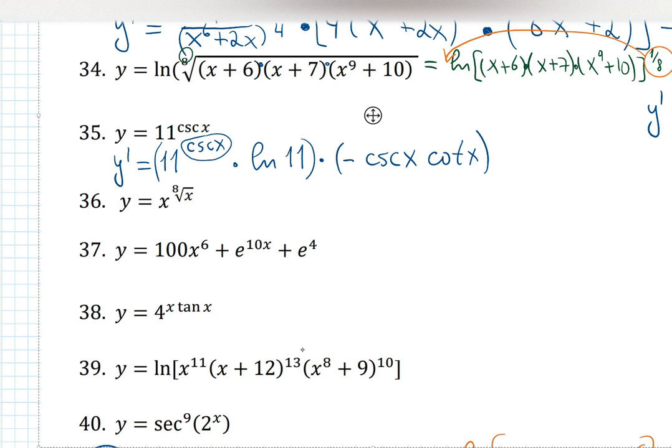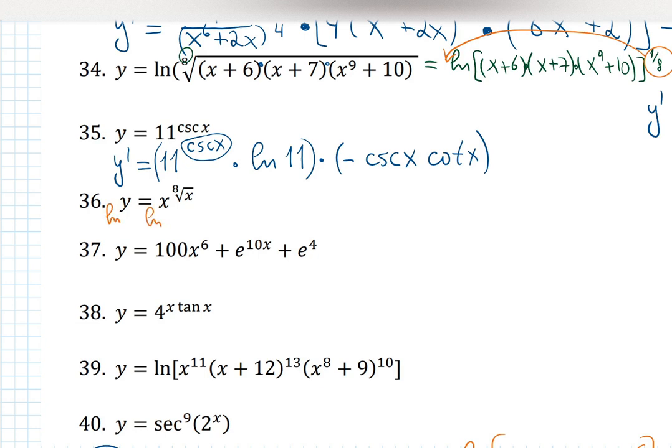Next one, 36. Y prime equals. This is the case of an x to the x function. So it will require us to use logarithmic differentiation. Let's do that right now. We're going to apply natural log to the left and natural log to the right.